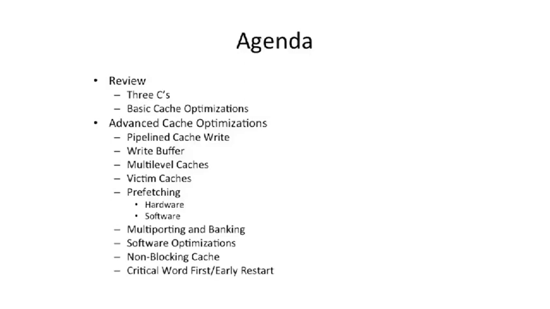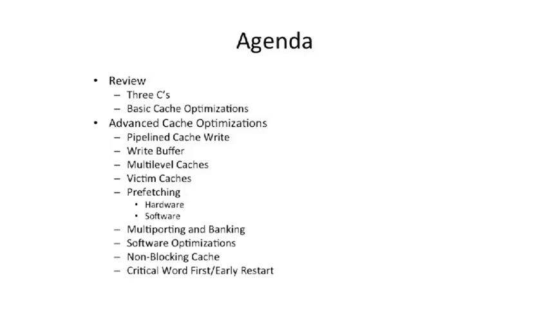Then a couple of potpourri topics at the end here. We're going to have critical word first, which basically means that when you go out to the memory system, you ask for the word that you need most urgently, and the memory system will give that back to you first. And this allows you to restart quicker.